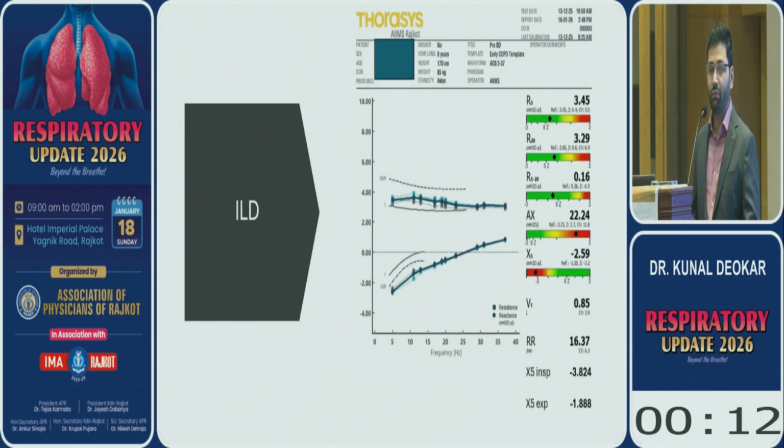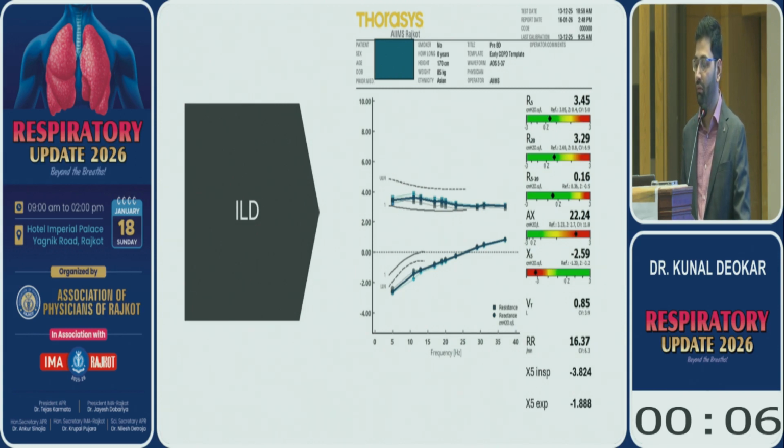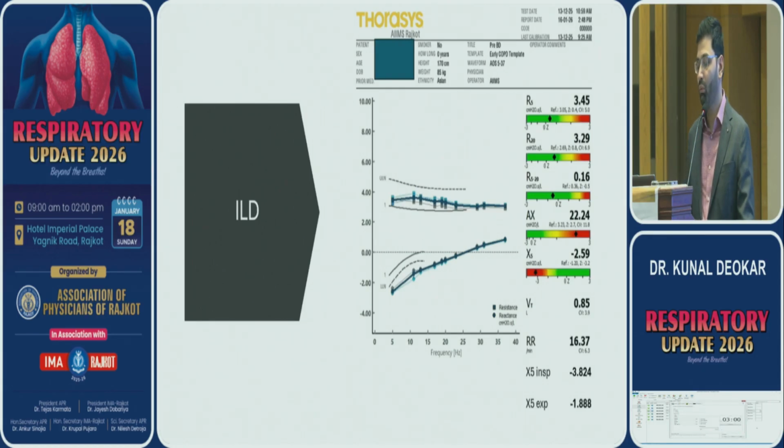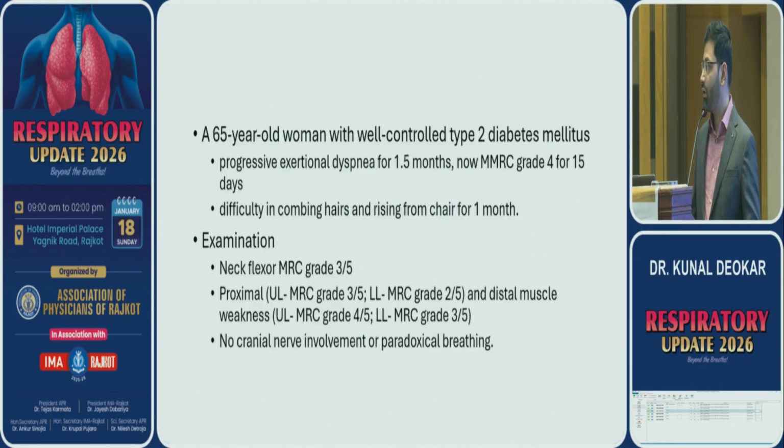And then there is also growing interest on the role of forced oscillometry in patients with interstitial lung disease. So what happens is R5, R20, R5 minus 20 will remain nearly normal. What will increase is AX and X5. And as we said, X5 inspiratory will be more than X5 expiratory. Now I will just take you through a case in 1 minute.